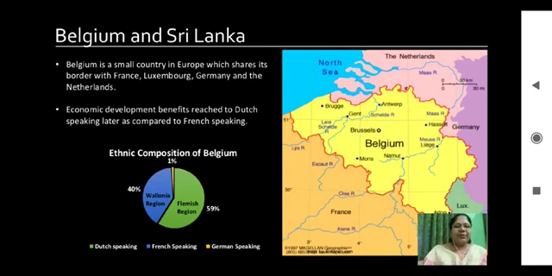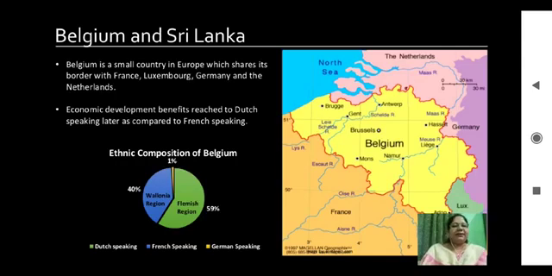But the second point which I pointed out just now, that is economic development and benefits reached to Dutch speaking later as compared to French. Why? Dutch was in majority. They were more in number. They must have been more powerful. That is the question which comes to my mind, and I'm sure it arises in your mind as well.